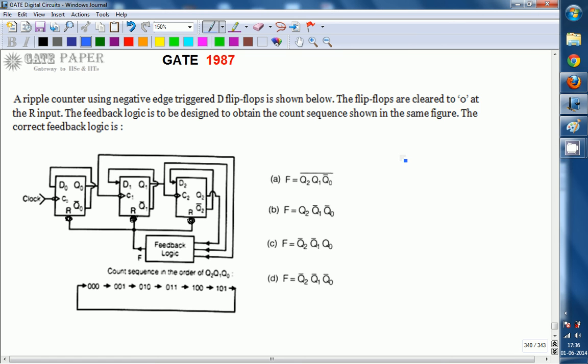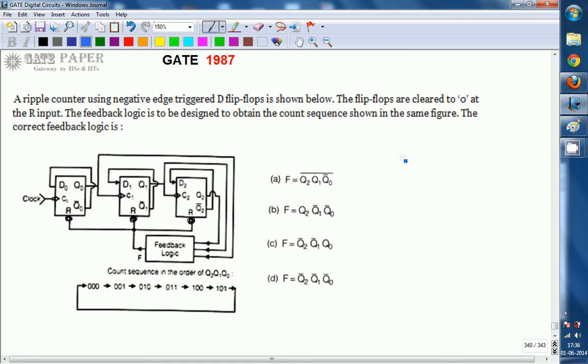Hello, we are discussing the GATE 1987 ECE paper, and this question is related to digital circuits. A ripple counter using negative edge triggered D flip-flops is shown below. The flip-flops are cleared at 0 at the R input.